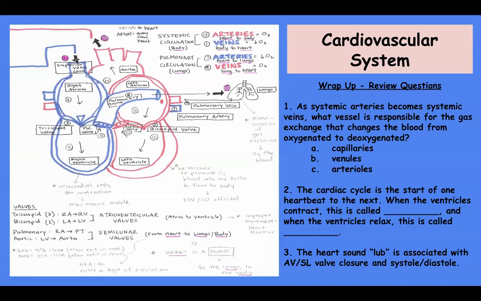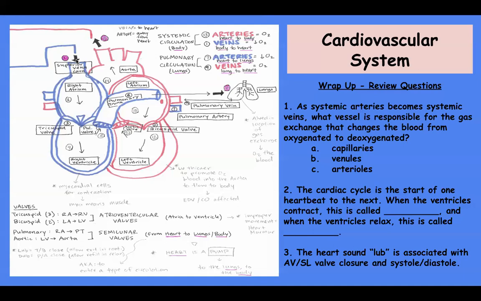Absolutely. And if we look at number 3, this number 2 is kind of related to number 3 as well. So when the ventricles contract, this portion of the cardiac cycle indeed is called systole. And then when the ventricles relax, this is called diastole. So that's the cardiac cycle. Yeah, so those are the answers to those. Thank you for the comments in the chat.